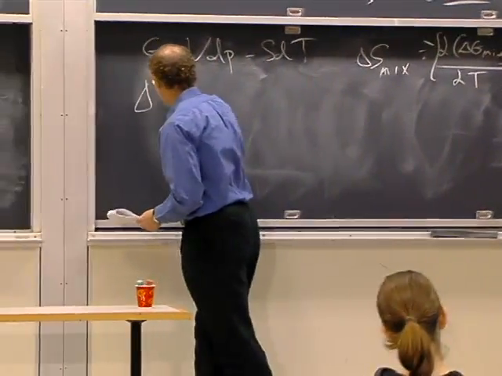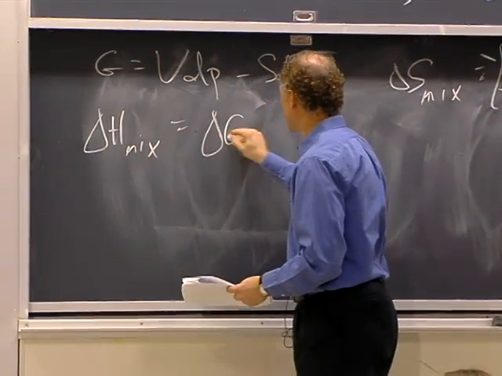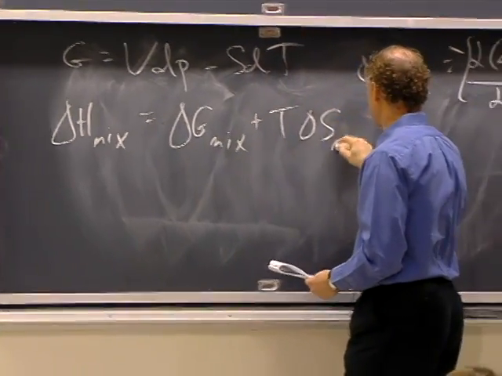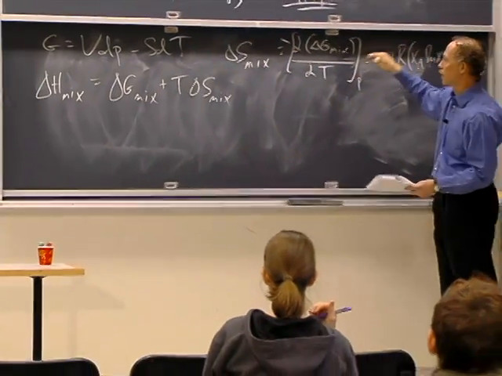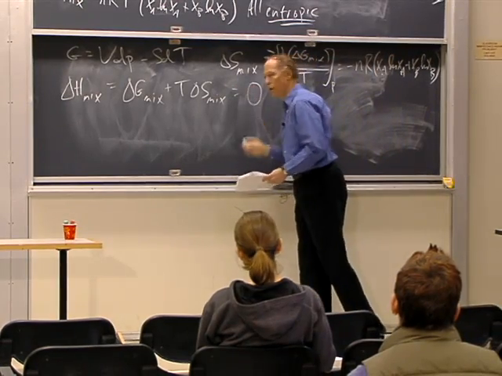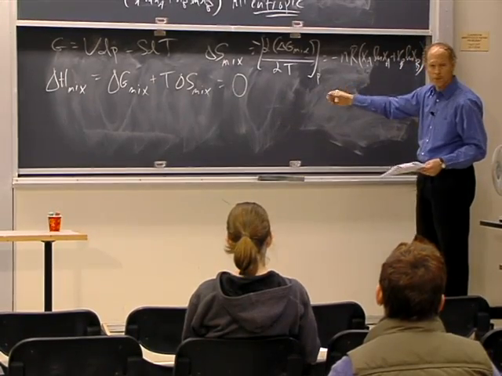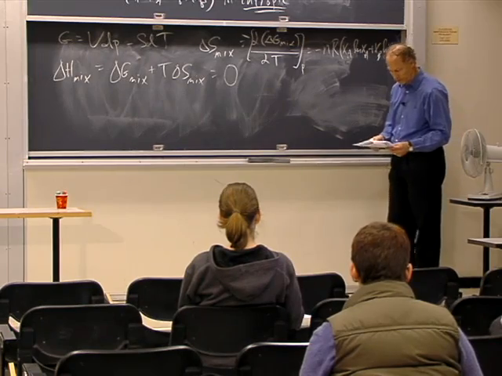We can calculate our enthalpy of mixing. It's just delta G of mixing plus T delta S of mixing. But it's immediately apparent that these are just going to cancel when we multiply this by T. So there's no enthalpy of mixing, just as we expect. When there are no energetic terms involved, it's all entropy that's driving the mixture. Right?